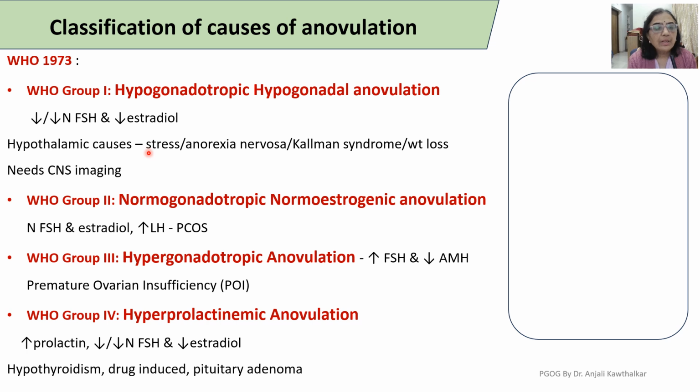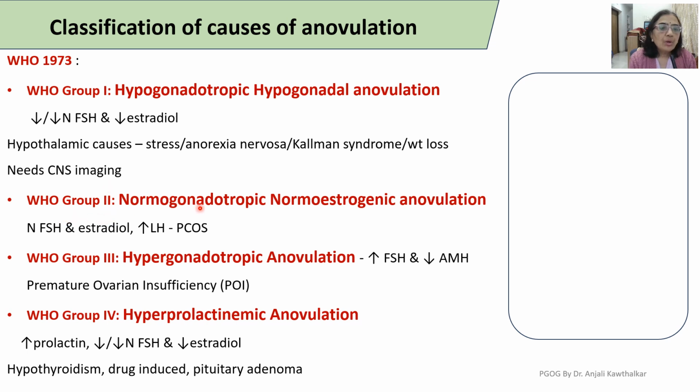Or in athletes, what we get is this WHO group 1 as a cause of anovulation, where there is a hypogonadotrophic hypogonadal anovulation. Change in the lifestyle itself can help. Or if we are suspecting a CNS tumor, there is no such history of excessive exercise or some diet related issue. Suppose there is no history suggestive of anorexia nervosa or other related disorders, or sudden weight loss, then we need to rule out a CNS tumor by doing a CNS imaging.